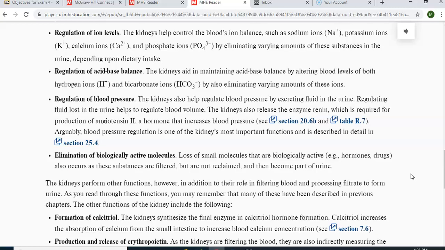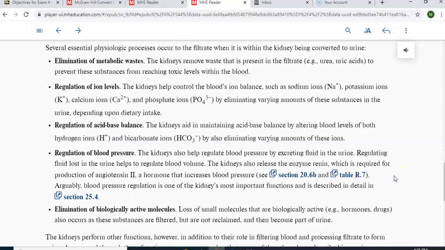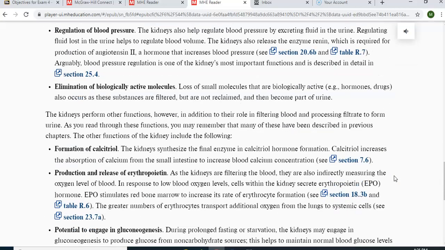So like hormones, drugs that we might take. I guess you technically call those waste too, but they can be excreted or will be excreted in the urine. They can be excreted other ways too. So those are the biologically active molecules that'll be eliminated too, again, if we don't need them. All right, so those are those first 5.